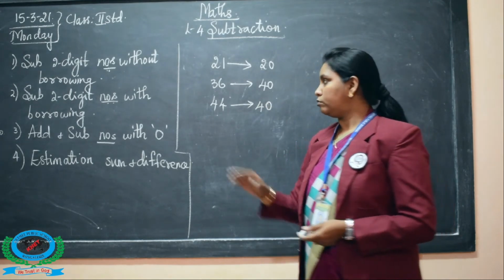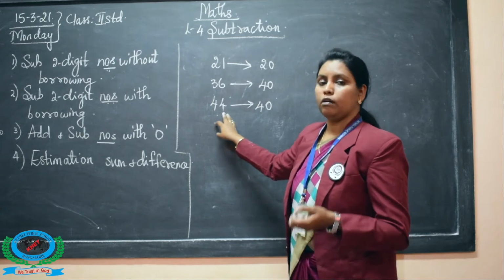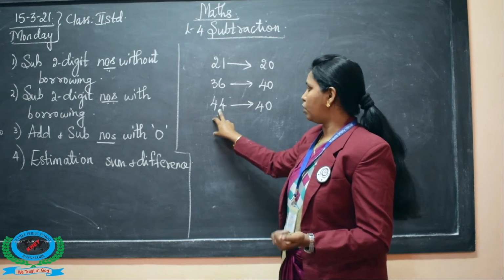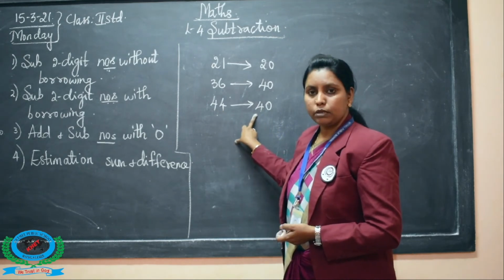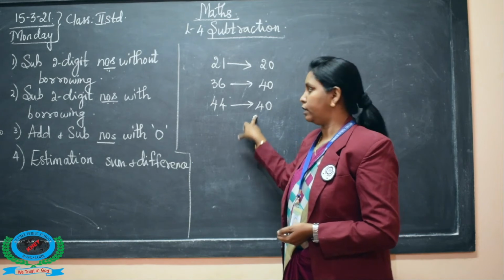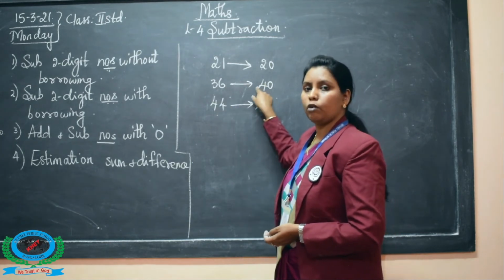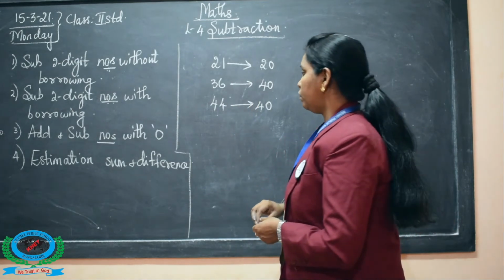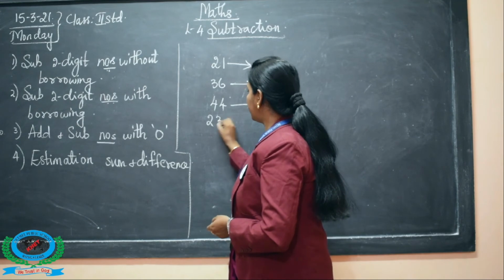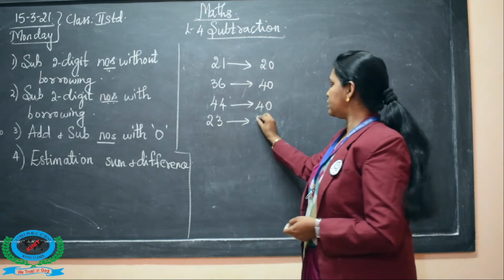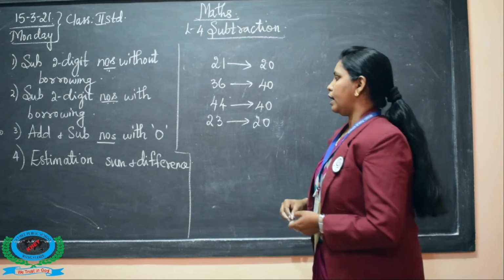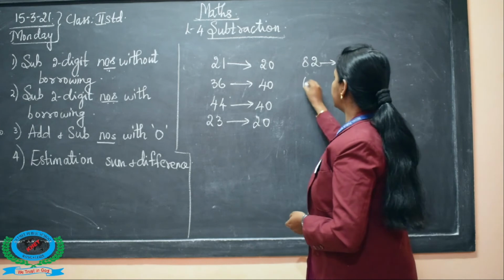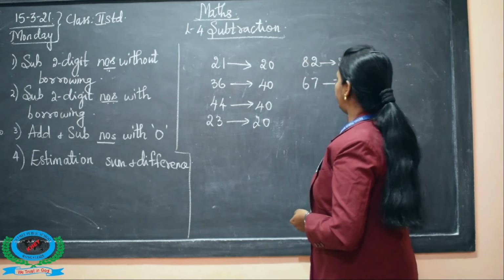You have to see the digit, whether it is 5 or more than 5. Suppose it is 44, the nearest number is 40, the estimated number is 40. If it is 36, it is 40, because the nearest number is 40 there. For example, 23, again the nearest number is 20. And 82 is 80, and 67 is 70.